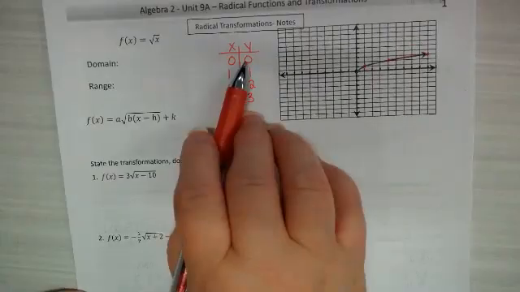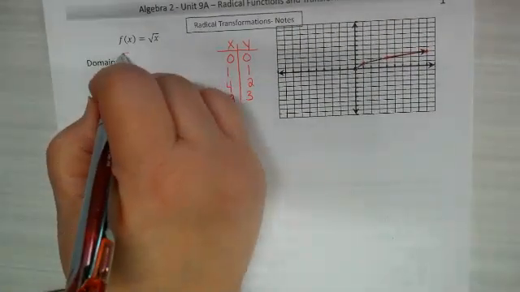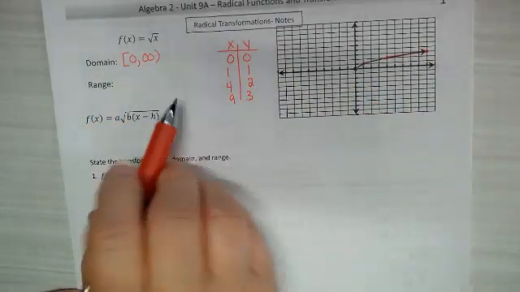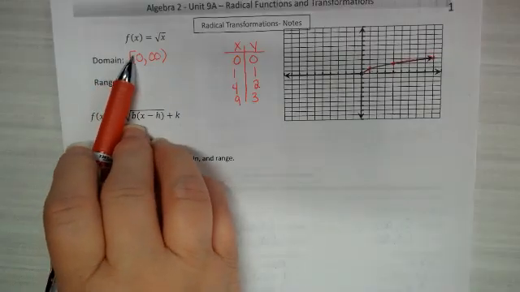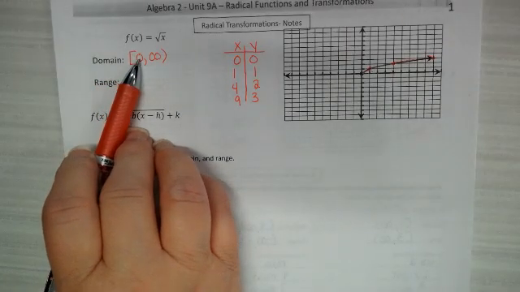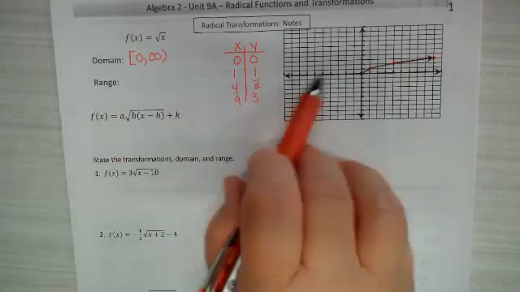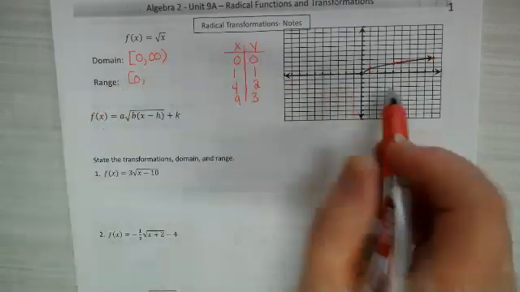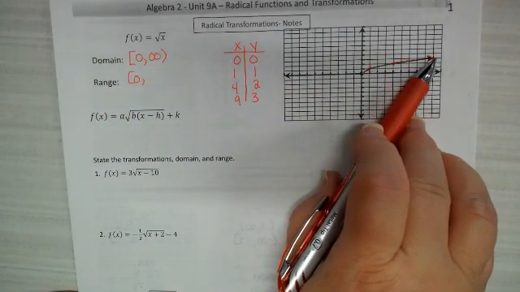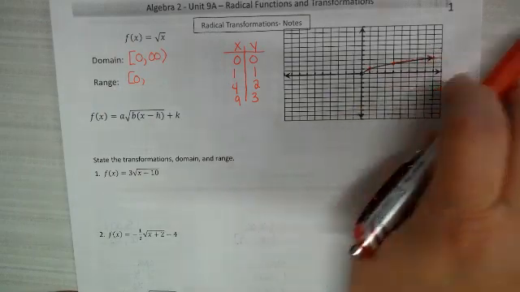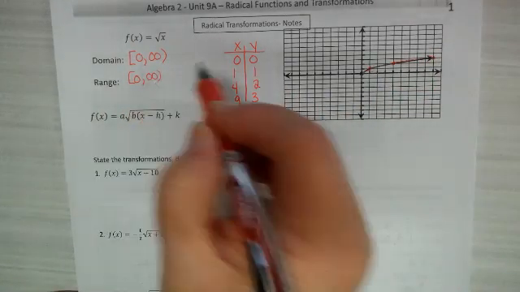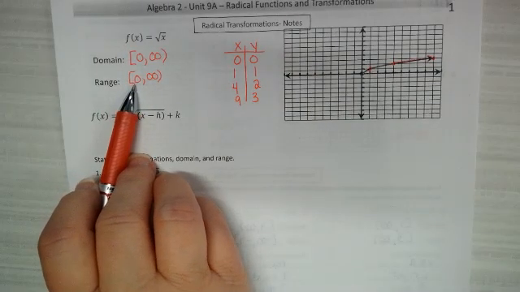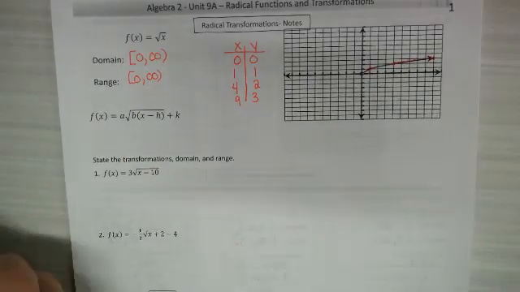Now my domain is from left to right. I start at 0. 0 is included, so that uses a bracket. And then the arrow means I continue on to infinity. And infinity always gets parentheses. So if I move my graph to the left or to the right, this domain is going to change. My range from bottom to top, I start at 0. So again, a bracket around 0. And this arrow, it doesn't look like it, but it's going to get bigger and bigger and bigger, and there's no end to how big it can get. So it goes to infinity. So if I move my graph up or down, or if I reflect it over the x-axis, this range is going to change a bit.